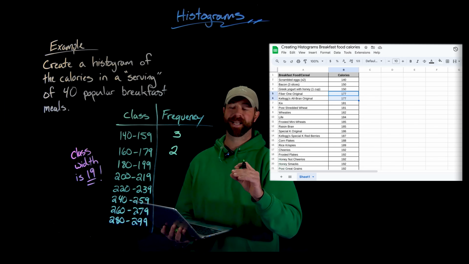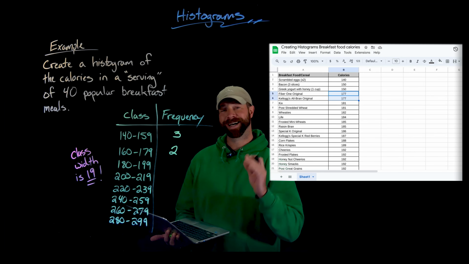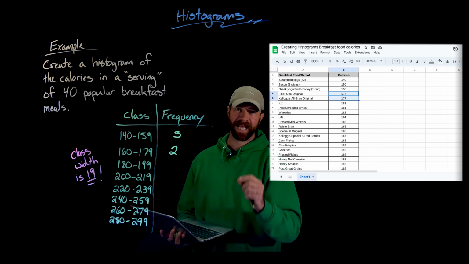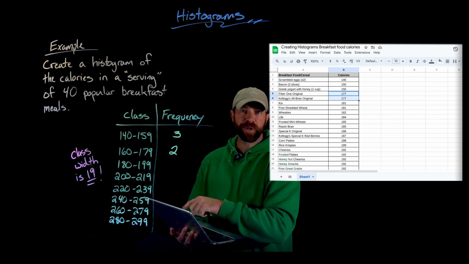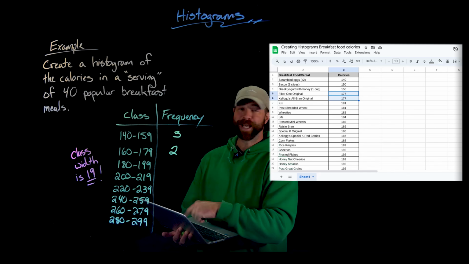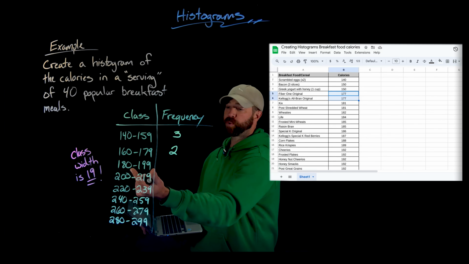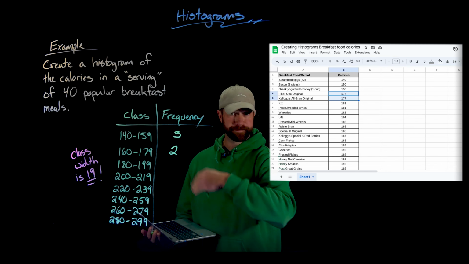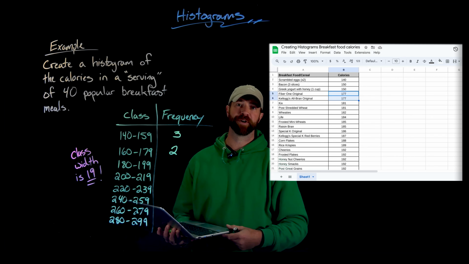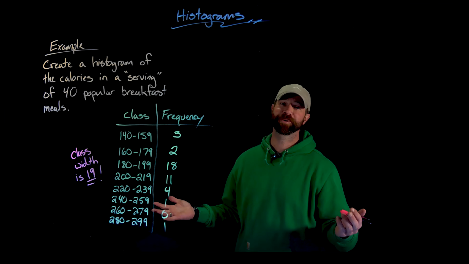What I'm going to do right now is off camera, put the frequency for each of these classes. Again, if you have a data set that you're creating a histogram for, I highly recommend that you sort by that column of the data. It makes it so much easier. All I need to do now is just figure out, again, how many of these values are between 180 and 199. And for all of these classes, back in 1 second with my completed frequency table. All right, now I've created my frequency table. That's really most of the work.